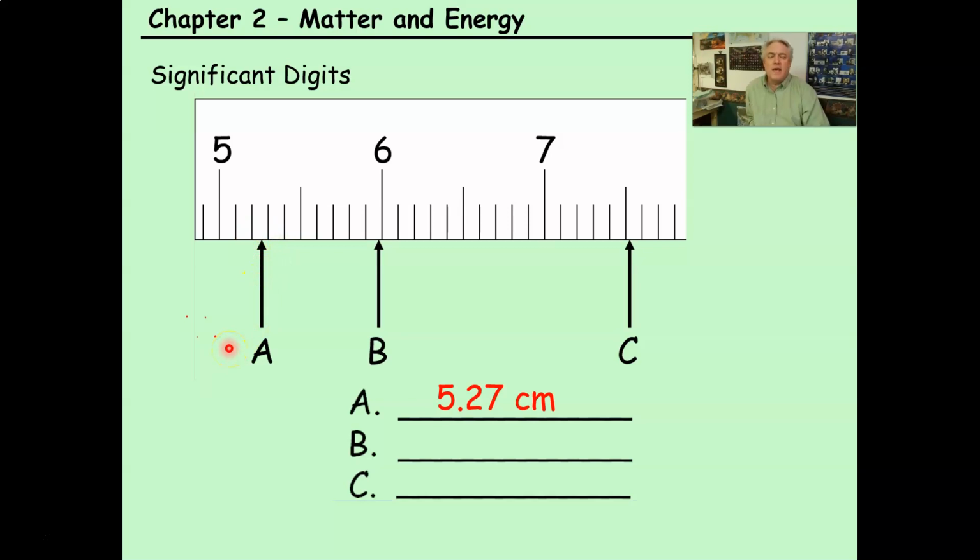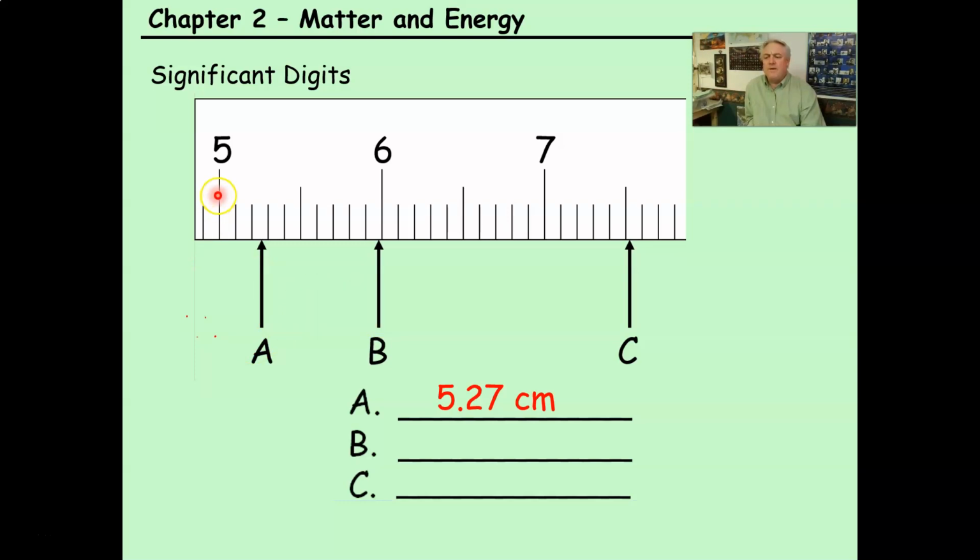Now, someone else might look at it and say, well, I think it's 5.26. And that would be acceptable because it's an estimate in that last column, the hundredths column in this case. So for this ruler, no matter what you measure, you should come out with 2 decimal places, and the last number, the second decimal place, is going to be an estimate, so you get a little bit of leeway when you're doing that. All right, look at arrow B.